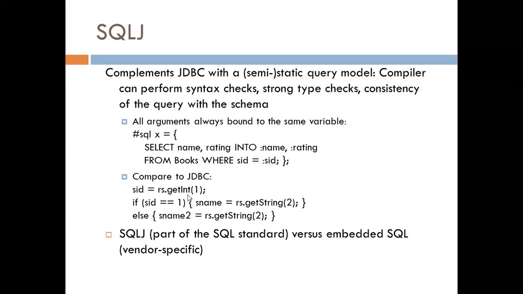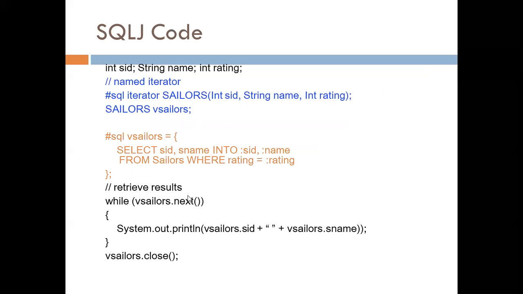In JDBC, we can dynamically decide which host language variable will hold the query result, whereas in SQLJ it is determined at compile time itself. And in SQLJ, we can create iterators. If multiple rows are returned by the SQL query, we can always use an iterator. We can declare variables like this: int sid, String name, int rating. These are the Java variables.